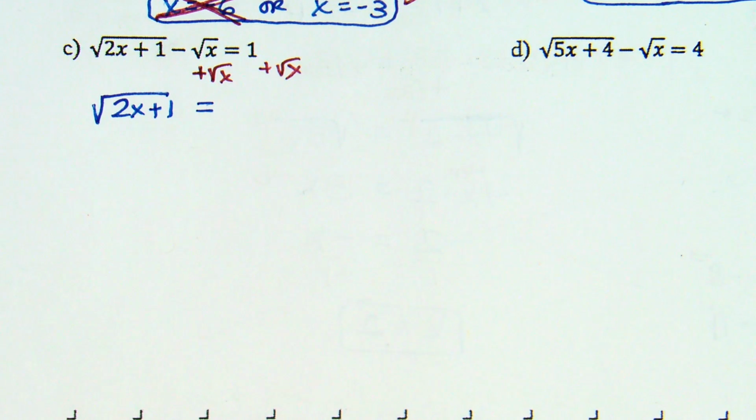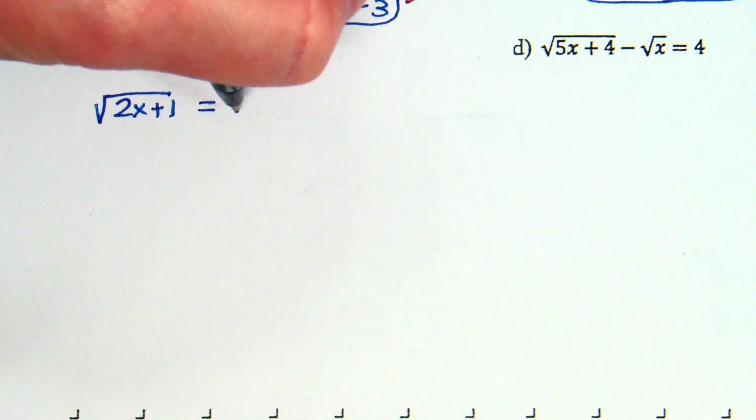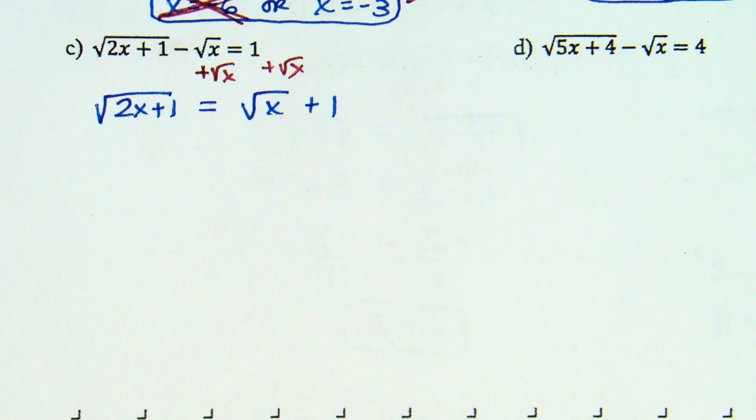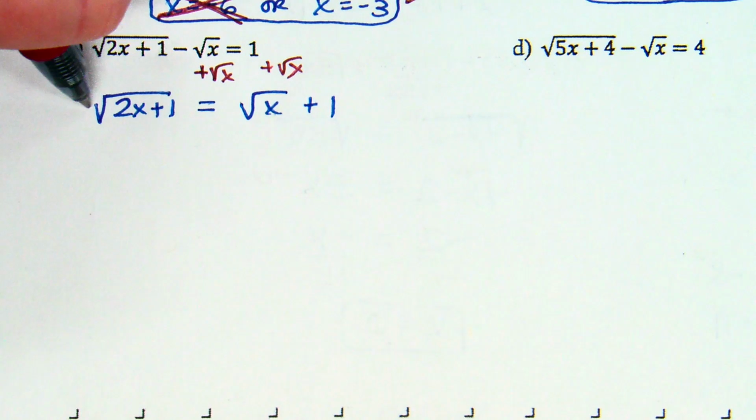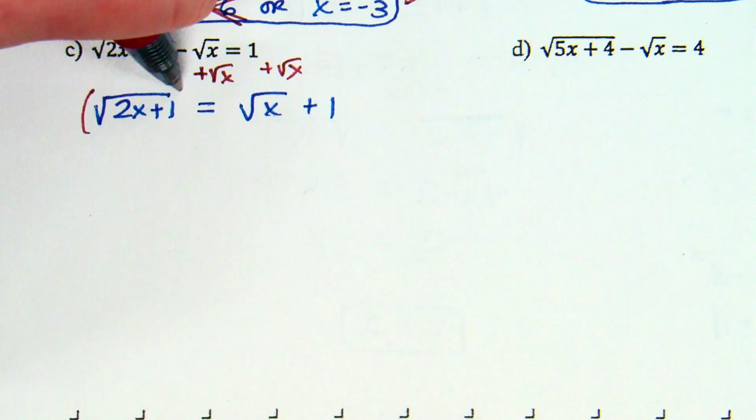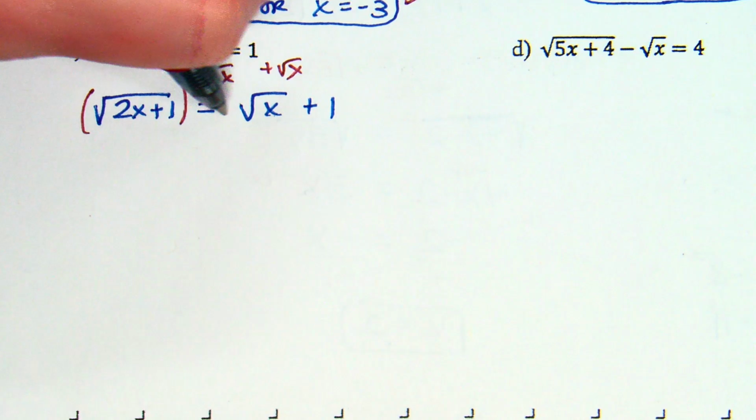Can I add those? No. Are they like terms? No. So 1 plus the square root of x is 1 plus the square root of x. I'm going to reverse it and say square root of x plus 1. Okay. I at least have one of my radicals by itself. If I have one of my radicals by itself, what's my job now? We're going to square it. If you square the left, square the right.